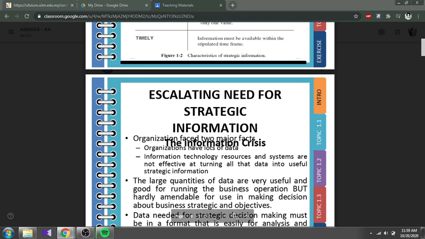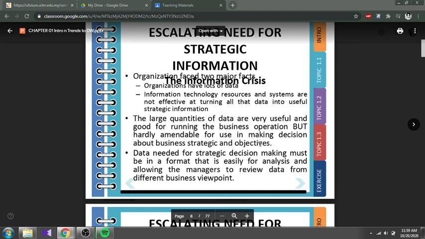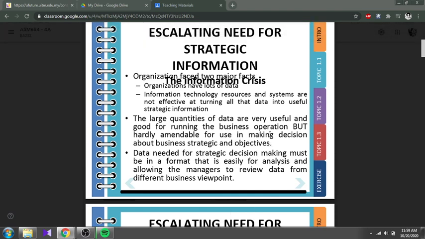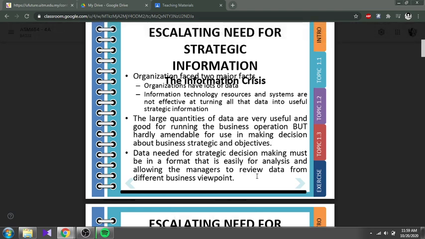The large quantity of data is very useful for running the business operation, but hardly amenable for use in making decisions about business strategy and objectives. Okay, this is the problem. The data needed for strategic decision making must be in a format that is easy for analysis, allowing the manager to review data from different business viewpoints. There are issues here because not all data formats can simply be interpreted into a graph, or something useful to explain to others, especially to managers, the CEO, everyone.